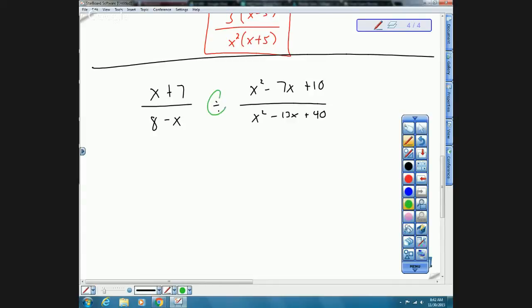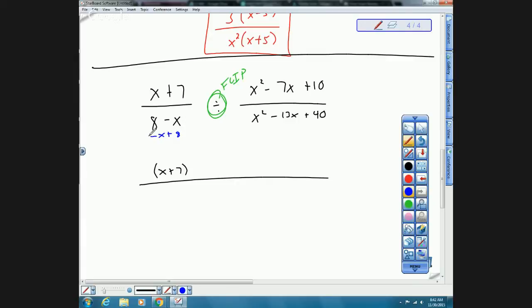All right, so again, as soon as I see that divide, think keep, change, flip. So flip the second one. So on the right side, x plus 7 doesn't break down, so I'm just going to leave it. On the left side, x plus 7 doesn't break down. This one, if we rewrite it as negative 8 plus x plus 8.